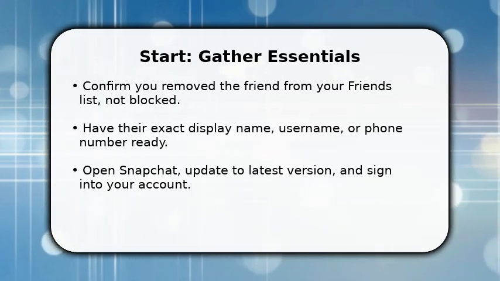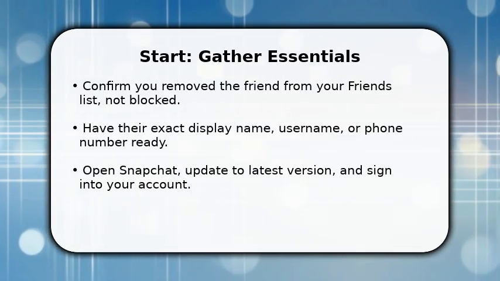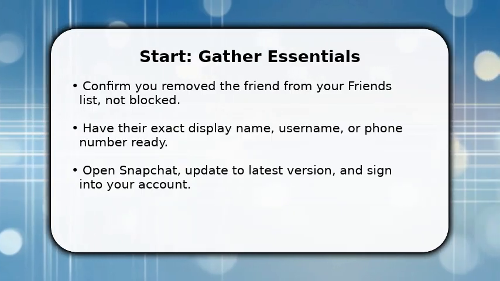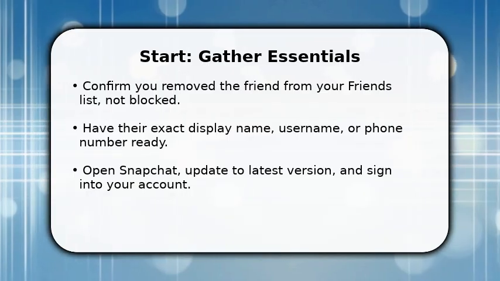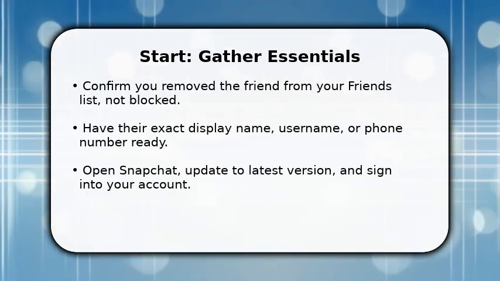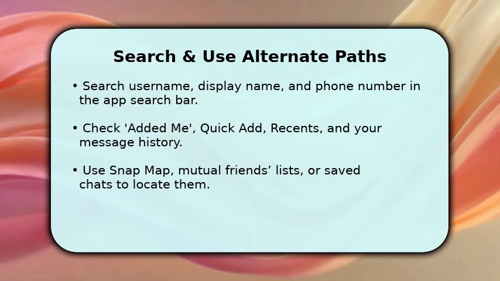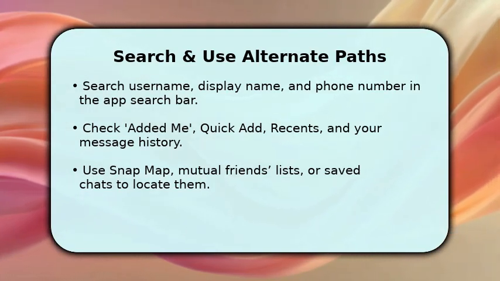Make sure your app is updated and you're signed in. Outdated apps can hide features. Now open the search bar and type the username or number slowly. Snapchat often suggests close matches, so watch the suggestions as you type. If a direct search fails, expand to alternate paths.